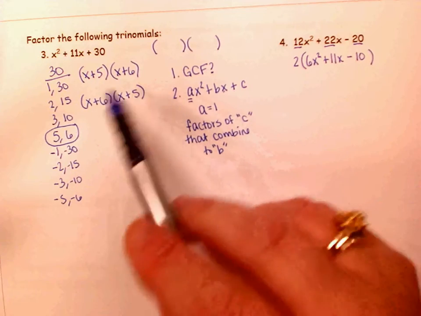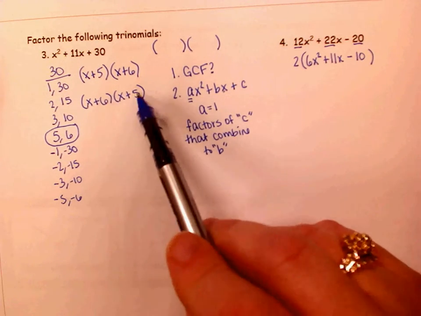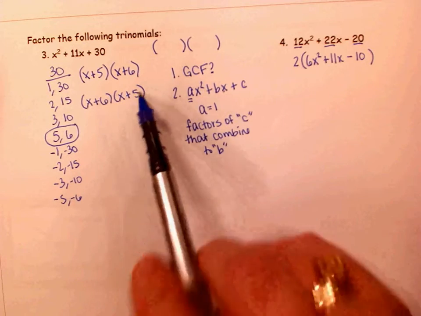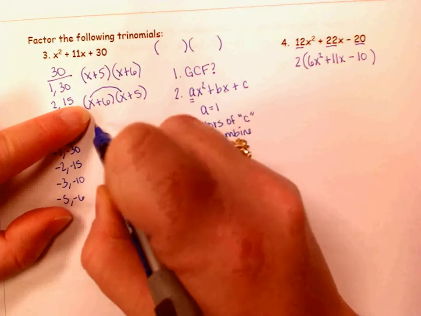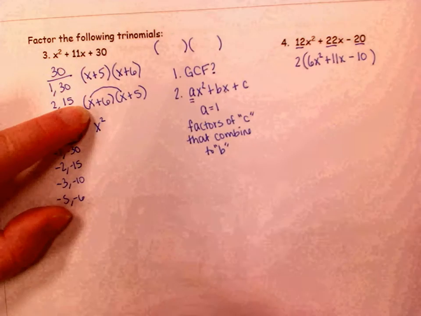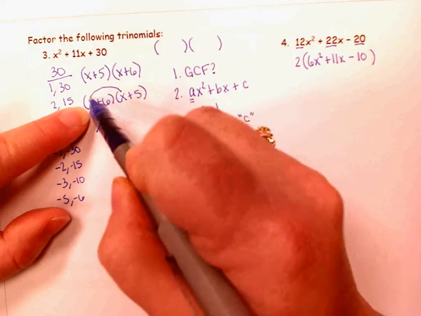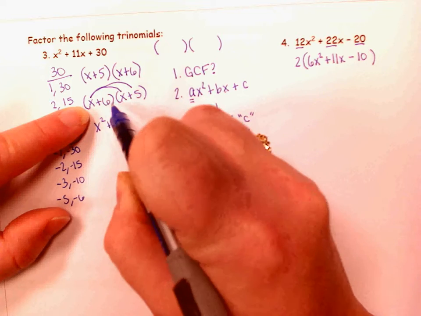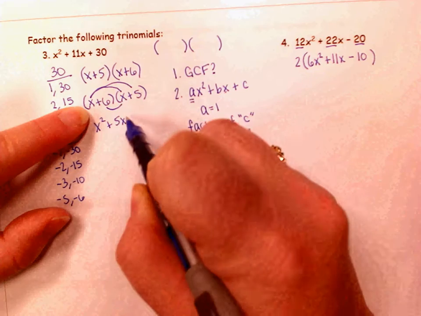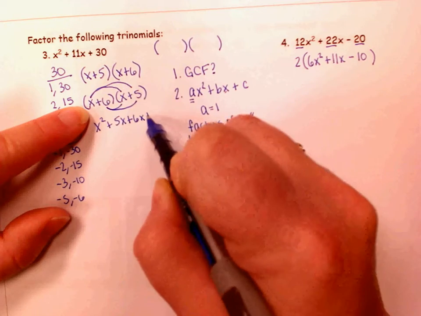This is multiplication, so you're going to distribute. This term has to be multiplied by both of these terms, and this term has to be multiplied by both of these terms. So when I multiply x times x, I get x to the second power because I add those exponents. X times 5 is a positive 5x. And then I multiply 6 times both terms. 6 times x is a positive 6x, and 6 times 5 is positive 30.